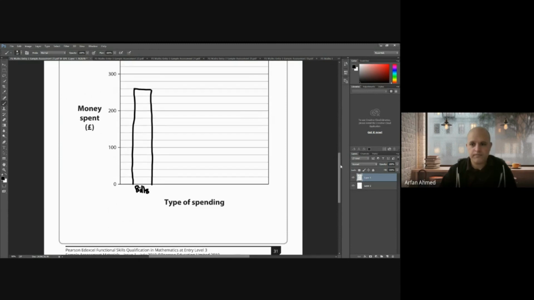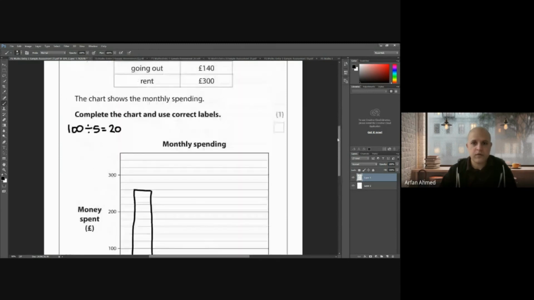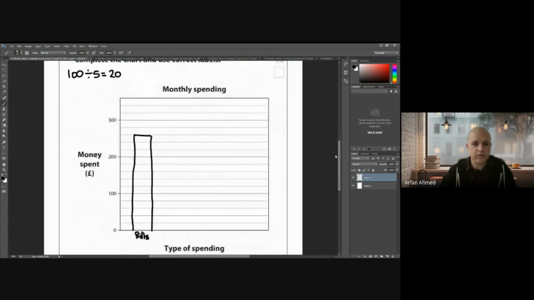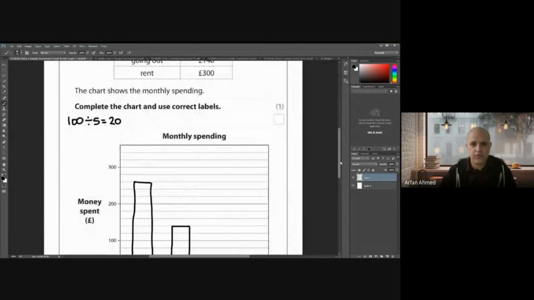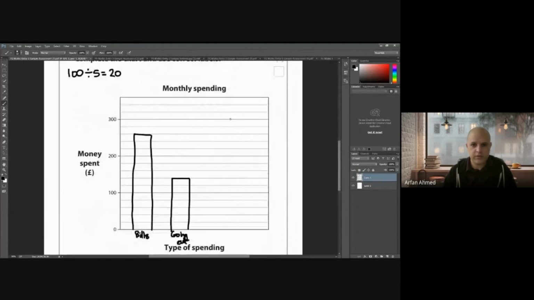Next one. 140 for going out. 140 is, so that's 20, 40 there. Yeah. That's going out. What's the last one? Rent, £300, which is up there, straight away, you can see. Oops, which way straight?